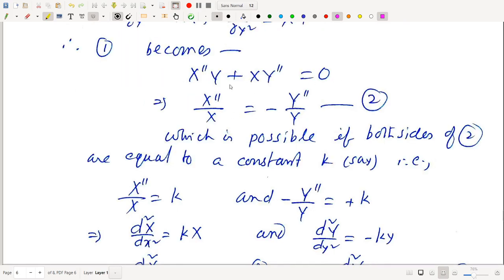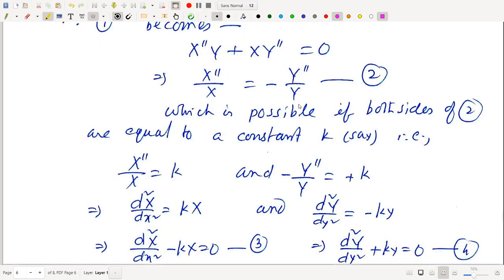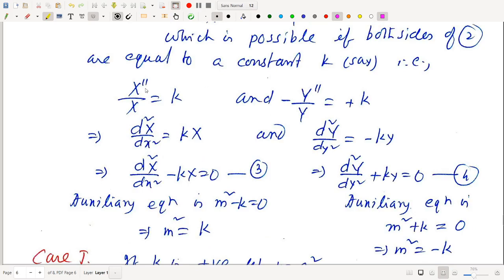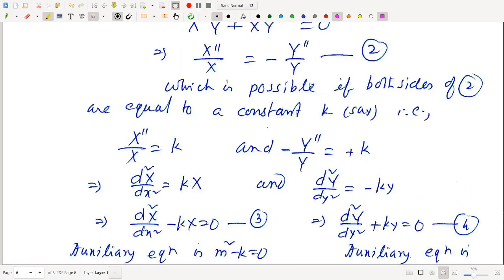So, side change and divide, we get, separating the variables, X double dash by X equal to minus Y double dash by Y, which is possible. This equality is possible if both sides of number 2 are equal to a single constant k, say, because the left side is a function of small x alone, and the right side is a function of small y alone. Therefore, capital X double dash by capital X equal to k, and minus Y double dash by Y equal to k.